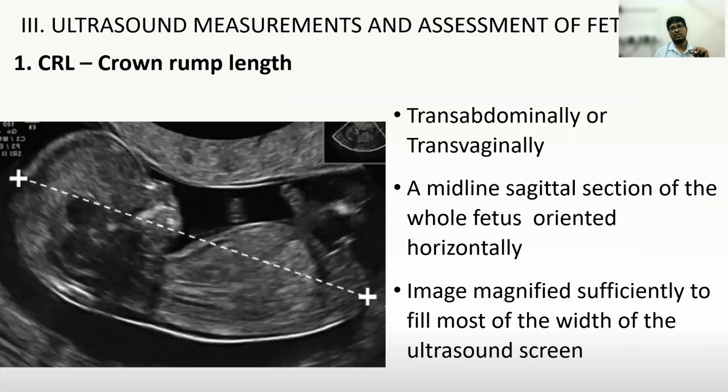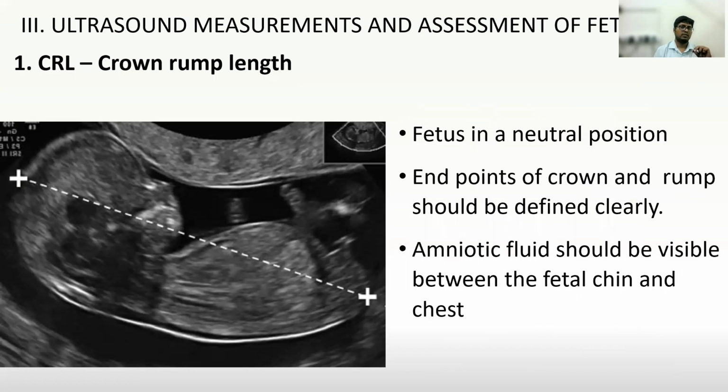Measurements and assessment of fetal age. Now this is the most common thing that we all will do. We can do this measurement of the crown rump length either transabdominally or transvaginally, for which certain rules are practiced or should be followed. We should make sure that the fetus lies in a horizontal position with the head facing the probe. We should have a midline sagittal section, and the image should be magnified sufficiently to fill up most of the width of the ultrasound screen. It should be quite a big image.